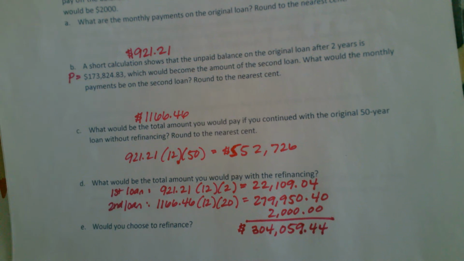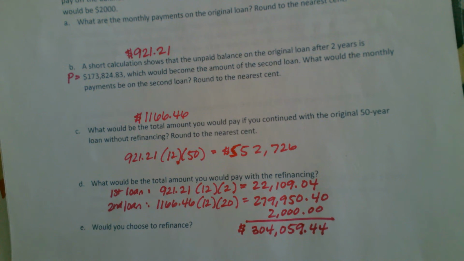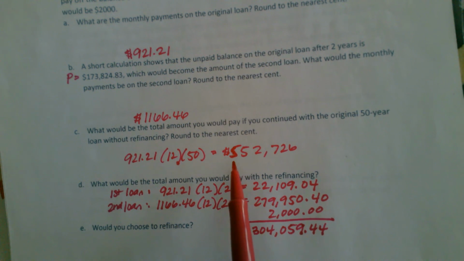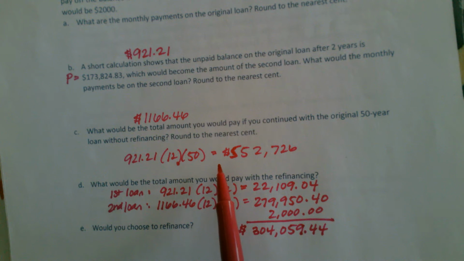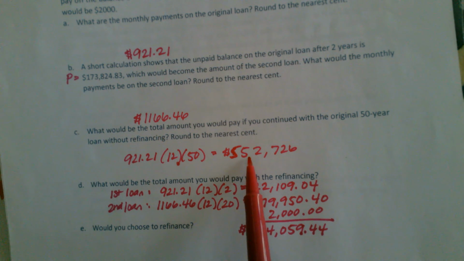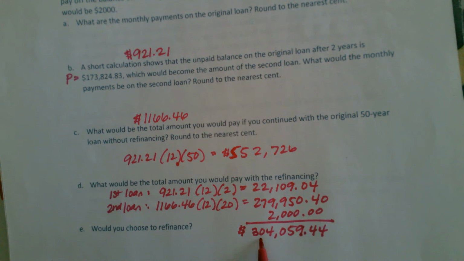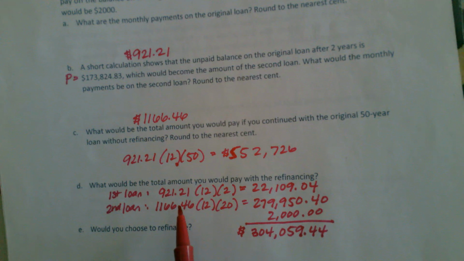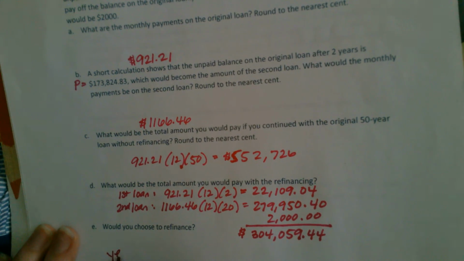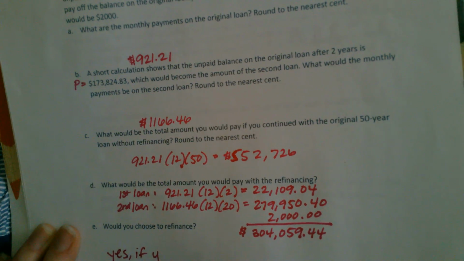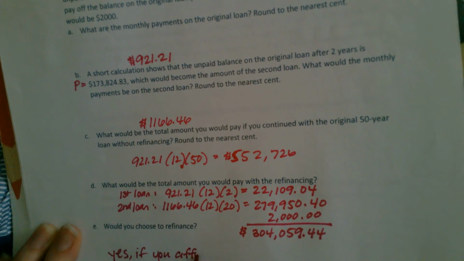So the question is, would you choose to refinance? Again, MyMathLab will give you a multiple choice here. But, so again, it kind of depends on your situation. So if you stick with the original loan, you pay $552,000. If you refinance, you only pay $304,000. That's $250,000 cheaper. But you have a higher payment. So this is like a qualified yes if you can afford the higher payments.